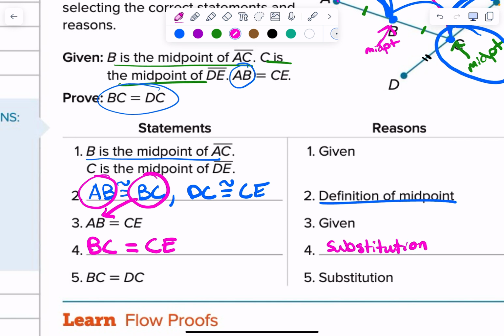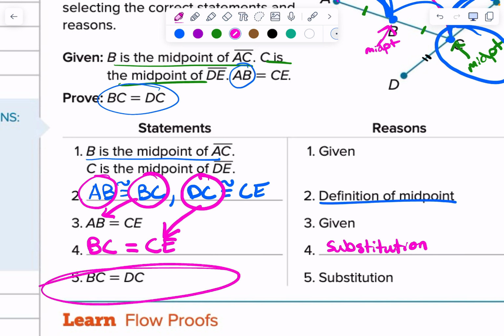Substitution, okay? Now, how do I go from this step to this step? Look at the difference. CE is becoming DC, right? But CE is equal to DC. So can I take DC and plop it in that spot? Yeah, that's substitution again, right? So we're just plugging in stuff that is equal and coming out with the end result, which is here, which I did by substitution. Do you see how this works? Yeah? Kind of? Good?